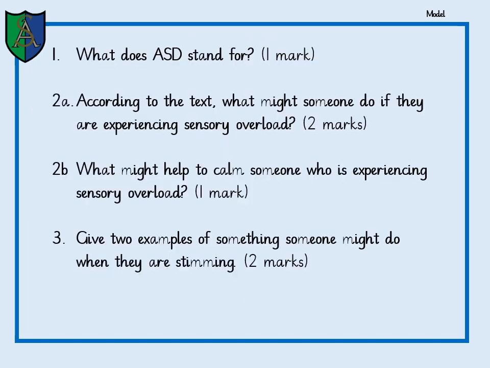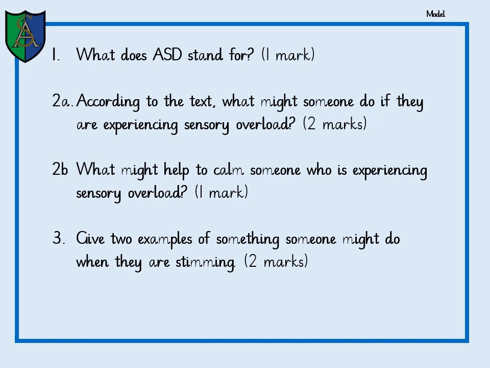Okay, I'm going to assume that you've read that now, and we're going to do some of these guided questions together. So the first guided question says, what does ASD stand for? Now, if you've been reading the book carefully and looked at the title, hopefully that one will jump straight out for you. It's Autism Spectrum Disorder. 2A says, according to the text, what might someone do if they're experiencing sensory overload? So I would jump straight to the bit of the text where I know it was talking about sensory overloads. And if I look in that paragraph and on that page and skim and scan for information, I can see that someone might cry, or they might get angry. They might find it hard to calm down.